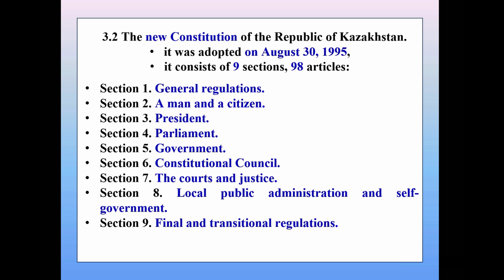Constitutional Council. Section 7. The Courts and Justice. Section 8. Local Public Administration and Self-Government. And Section 9. Final and Transitional Regulations. These are the sections of the new Constitution of the Republic of Kazakhstan.